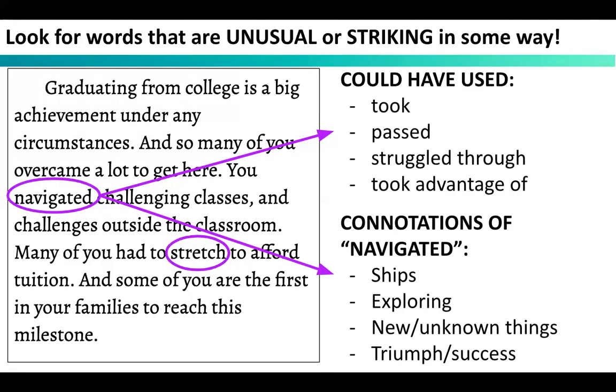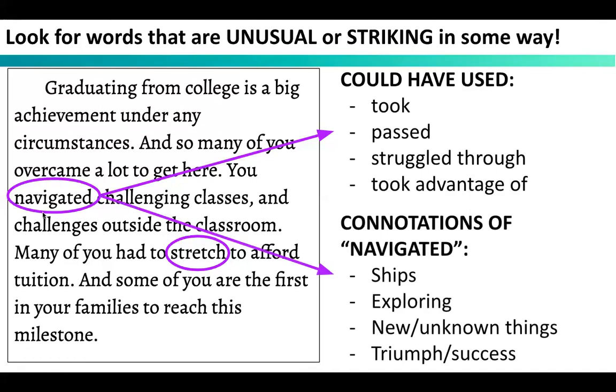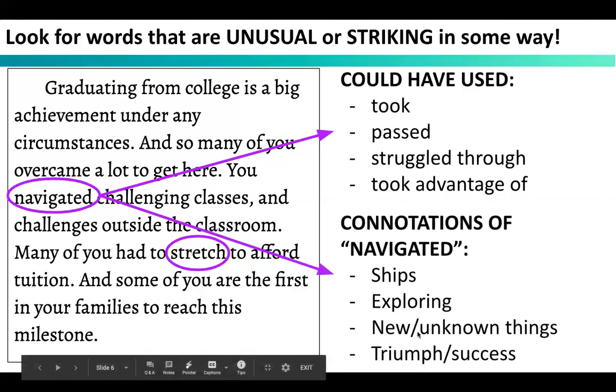You don't really use the word navigated if the journey was a failure, right? So we have this new and unknown and somewhat successful connotation for navigated, right? If he had just used the word past, it would have had a positive connotation, but it wouldn't have had this meaning of something new and unknown that navigated adds to that.